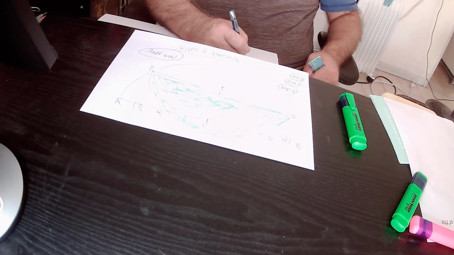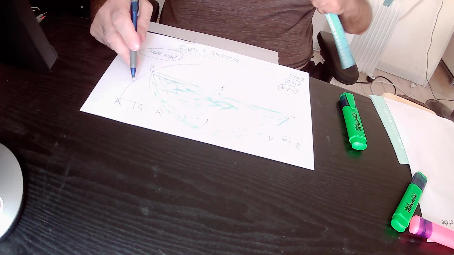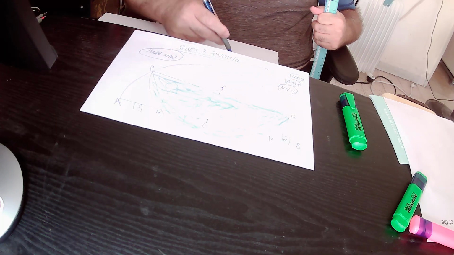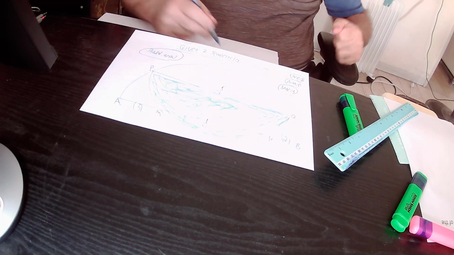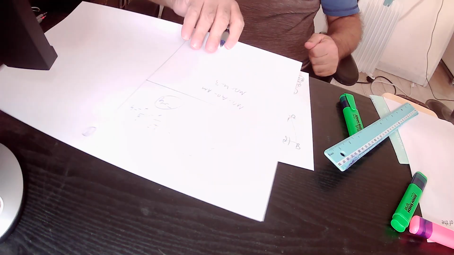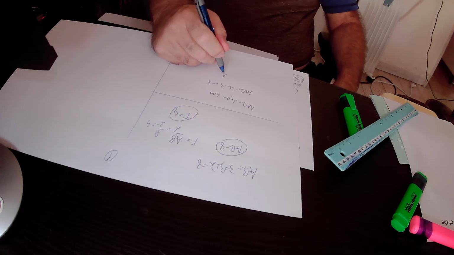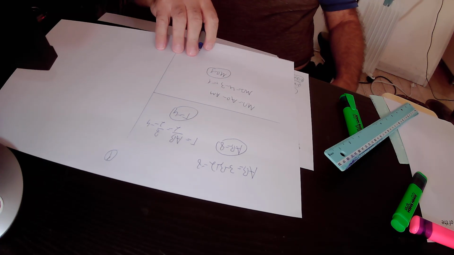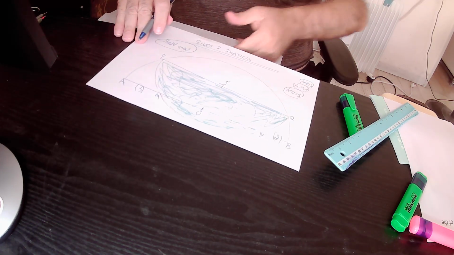So in total, MO equals AO, that is 4, the radius of the big semicircle, minus AM, which is 3, according to what is given in the question. So MO equals 4 minus 3, that is 1. MO equals 1 unit in length. This is the answer.